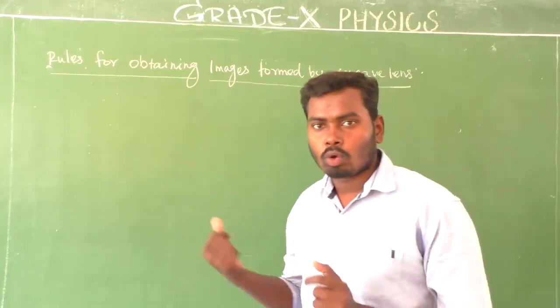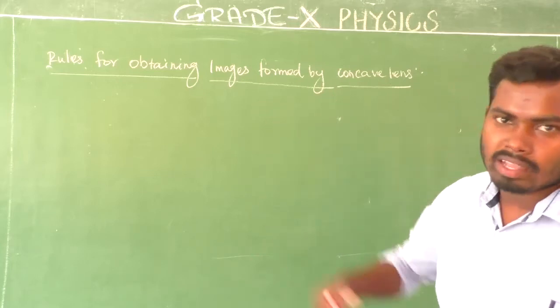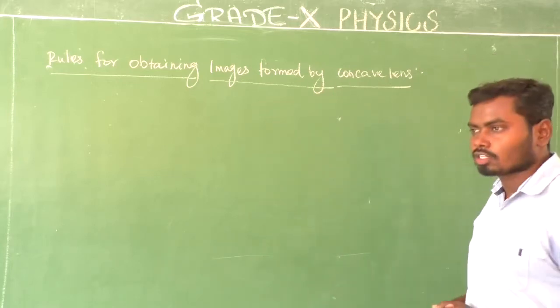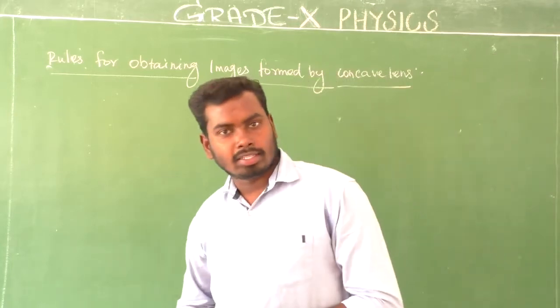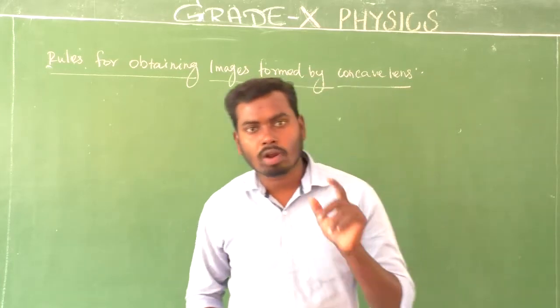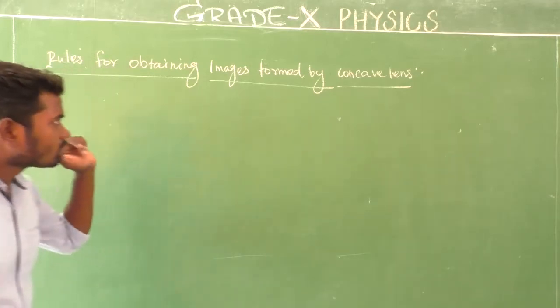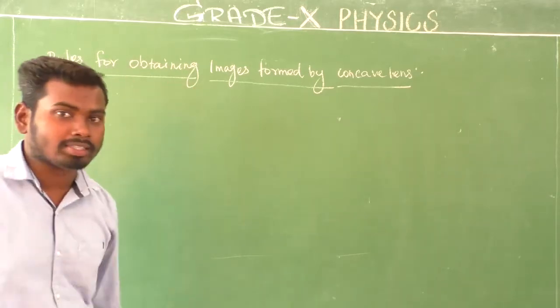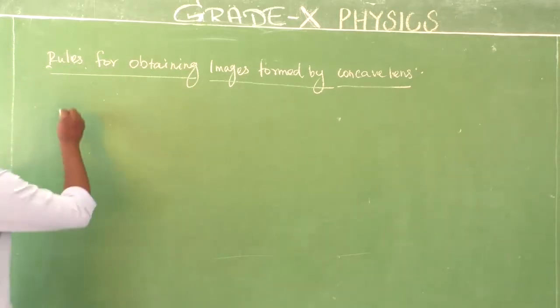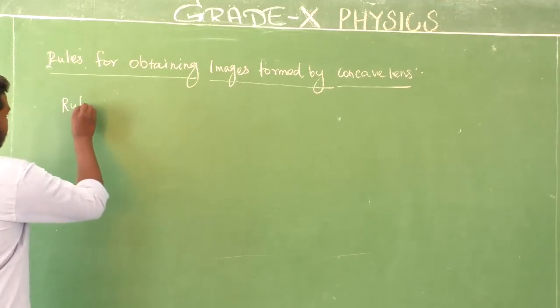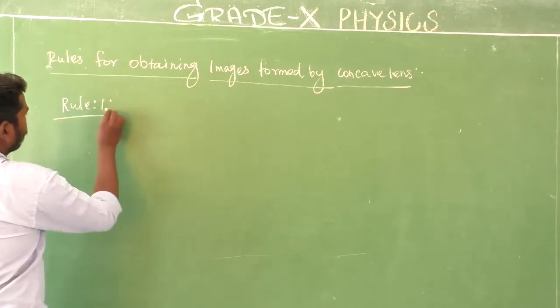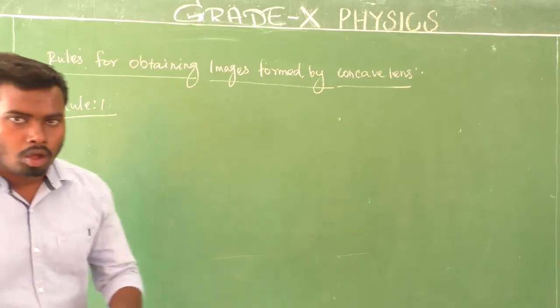Today we are going to start with the next topic, that is rules for obtaining images formed by a concave lens. In the last class we have seen the rules for a convex lens. In this session we are going to start with the concave lens. First, rule number 1.